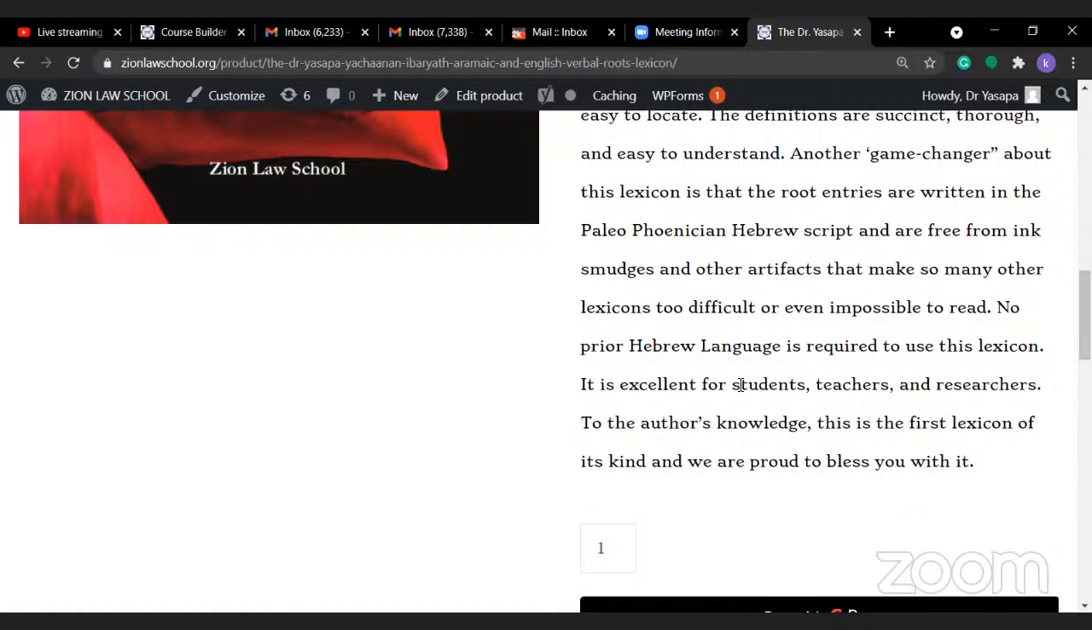The return to the Most High is in the instructions, right? We learn the culture, which gives us a better understanding of the written text. The culture is in the language, okay? So you need this book here, okay? To the author's knowledge, this is the first lexicon of its kind, and we are proud to bless you with it.